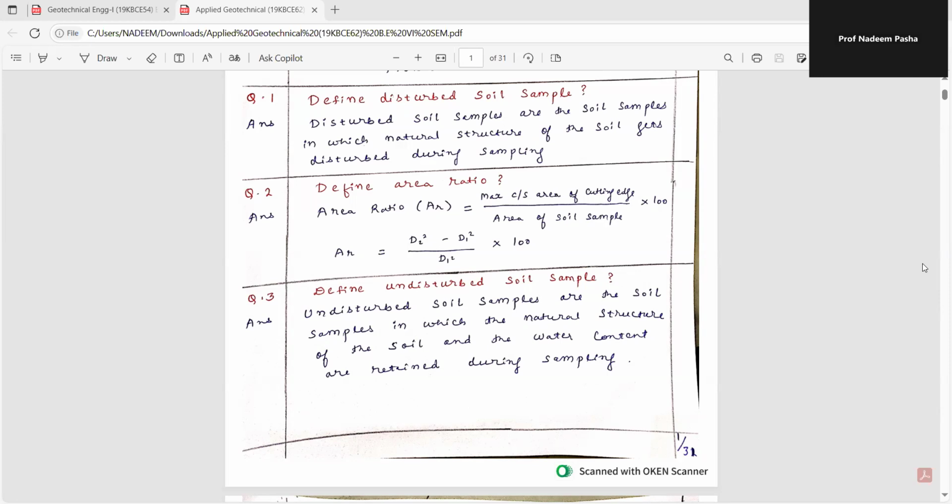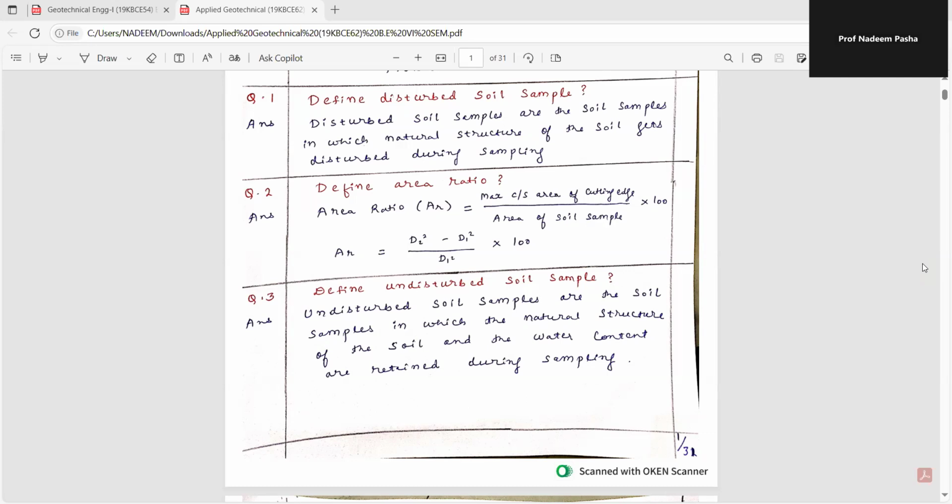Define area ratio. So what is area ratio? Area ratio is nothing but the maximum cross-section area of the cutting edge to the area of soil sample, into 100. Or area ratio equals (D2 square minus D1 square) divided by D1 square, into 100.